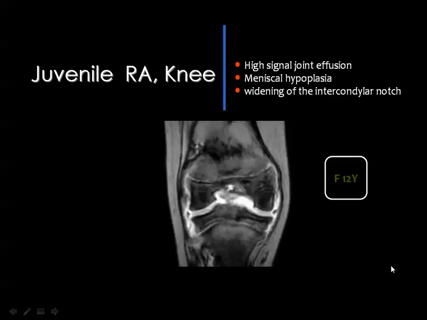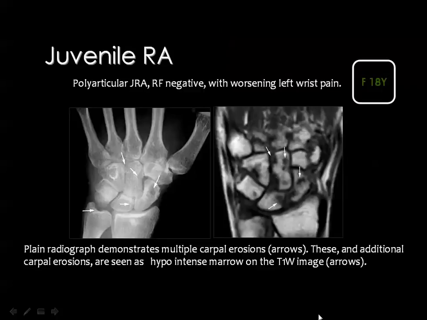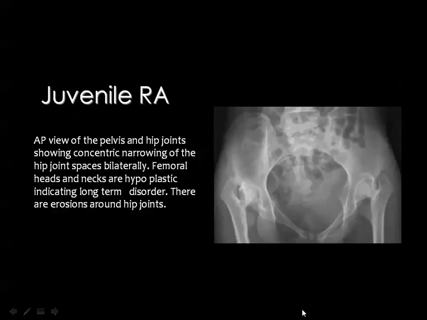Sometimes the rheumatoid arthritis in the knee, as I have said, will result in absolute narrowing of the joint without bone erosions. But in cases of juvenile rheumatoid arthritis, you may get some joint effusion, and you can see hypoplasia of the menisci and widening of the intercondylar notch, which is secondary to synovial hypertrophy and erosions. Also, you may not be able to appreciate bone erosions by the plain X-ray, and you can see these erosions better on MRI.